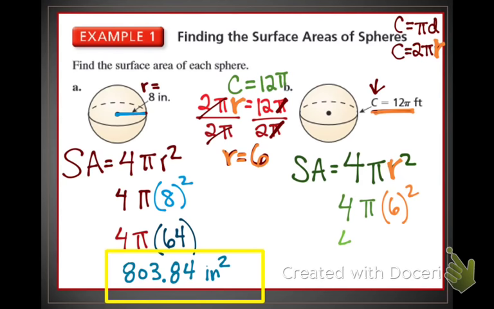So we're going to square 6. 6 squared is 36. We're going to type in 4 times 3.14 times 36, and you should get 452.16, and it would be feet squared.